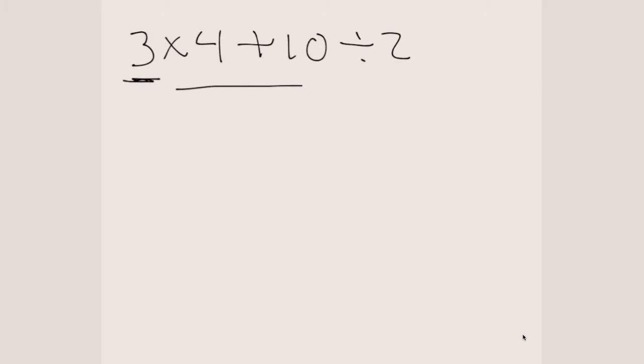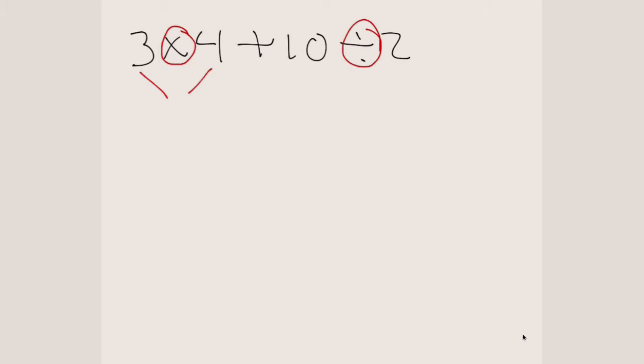Let's say I've got 3 times 4 plus 10 divided by 2. Now, if I'm following the order of operations that we just learned about, I'm going to first multiply and divide from left to right. So I start over here on the left side of the problem, and I'm going to work my way across to the right. And I'm going to find all of the multiply and divide signs. So I have here a multiply and a divide. So I'm going to start on the left and work my way to the right.